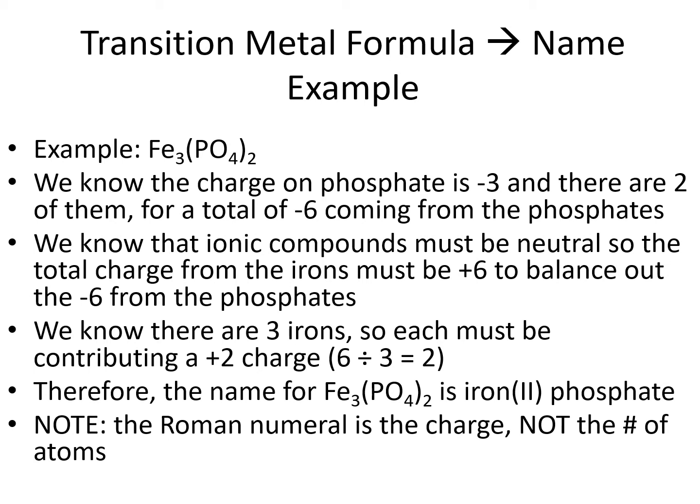When we write the name of this compound, we're going to write iron, and then something in parentheses, and then phosphate. In this case, we figured out that the charge is a +2. So we're going to write the Roman numeral II in our parentheses next to the iron. The name iron(II) phosphate tells us that the compound has iron(II) ions and phosphate ions. Again, this is really important. That Roman numeral is not the number of iron atoms, and it's not even necessarily the number of phosphate atoms. It is just the charge on the metal, in this case, the charge on the iron.